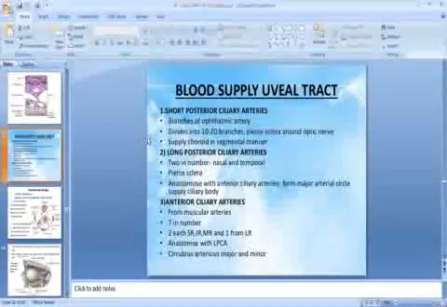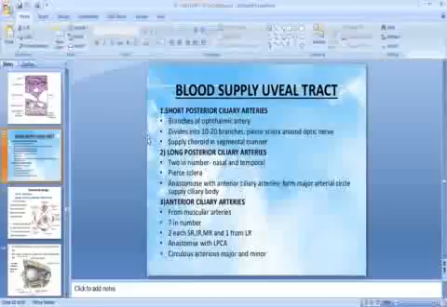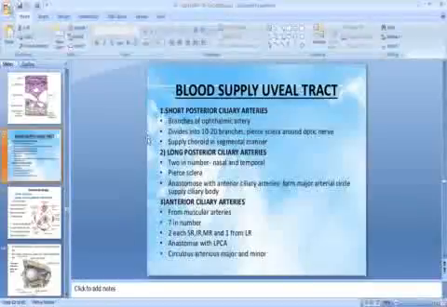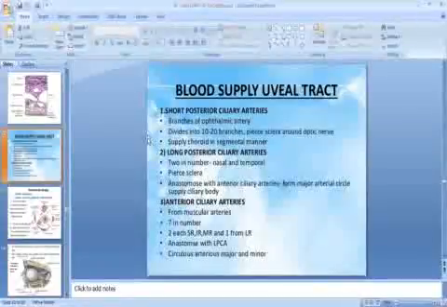The blood supply is from the short posterior ciliary arteries, which are branches of the ophthalmic artery. They divide into 10 to 20 branches, pierce the sclera around the optic nerve, and supply the choroid in a segmental manner. Another artery supplying the uveal tract is the long posterior ciliary arteries. There are two in number, nasal and temporal. They pierce the sclera, anastomose with anterior ciliary arteries to form the major arterial circle, and supply the ciliary body.